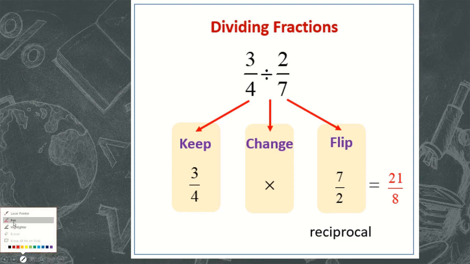Now you can see I have an answer here. So I go 3 times 7 for 21 and 4 times 2 for 8. This is technically correct, but it's not quite correct enough for us. We also need to take this and turn it back into a mixed number for our final answer.